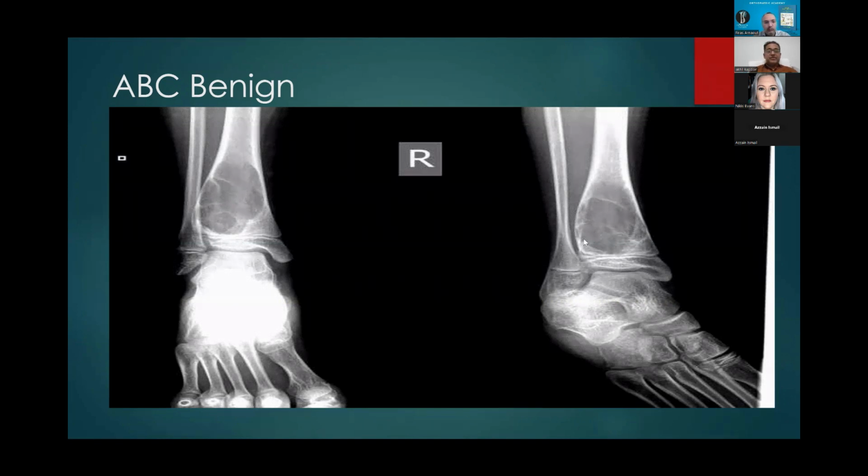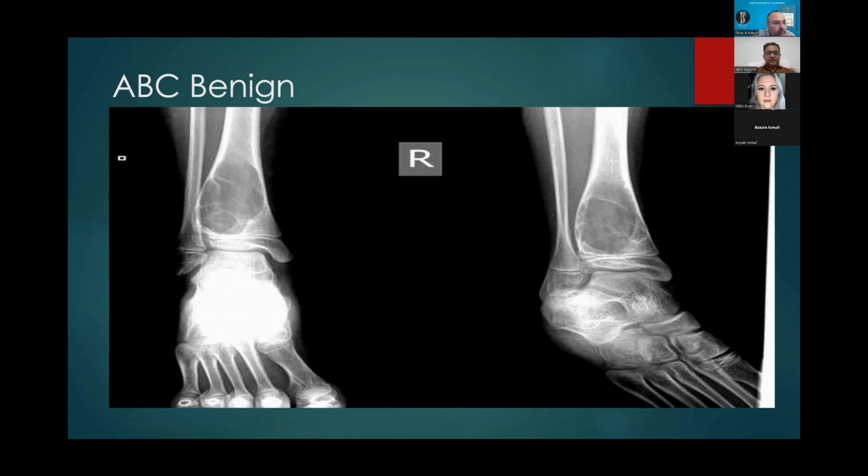So the pattern of destruction is geographic, with a narrow zone of transition. And if you see the periosteal reaction, there is minimal to no periosteal reaction on these x-rays, which also implies that the periosteum is not unhappy. It is not aggressively reacting. So it is likely to be a benign lesion.